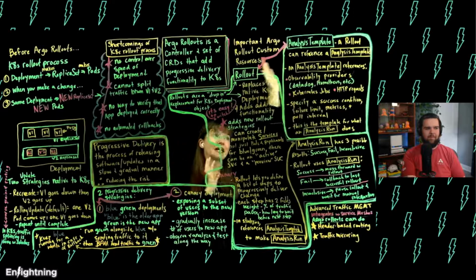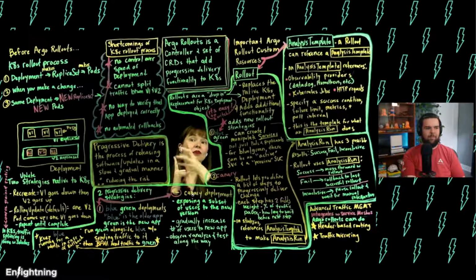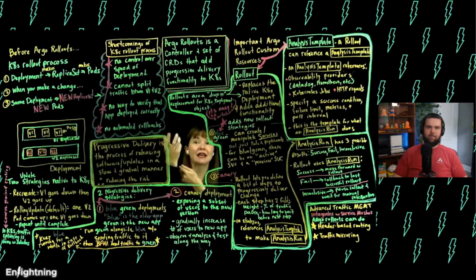With an analysis template, you can pull information from observability providers, or you could use Kubernetes jobs or HTTP requests, but you need to get metrics for how well something's working. So you have a way to receive metrics.